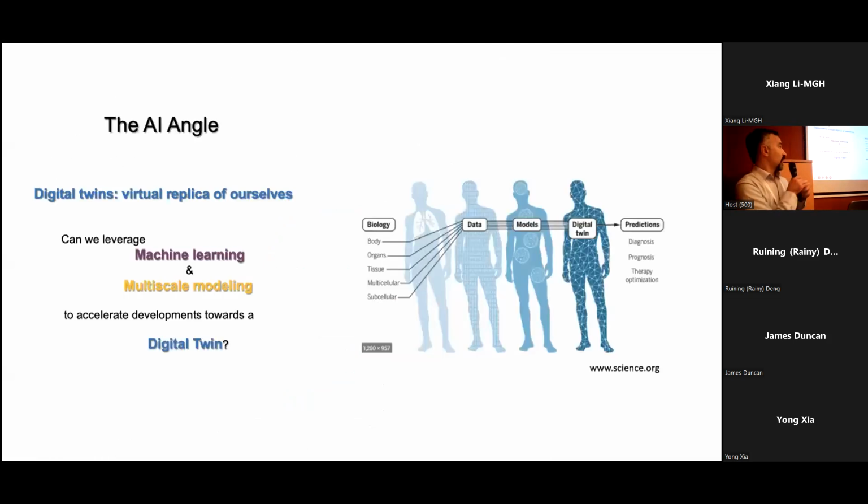So now I want to talk to you a little bit about the AI angle to this. What is the AI angle to digital twins? At the end of the day, what you have is a lot of multi-scale, multi-modality data, and you want to build a digital twin. Can AI help us with building digital twins from all this data?